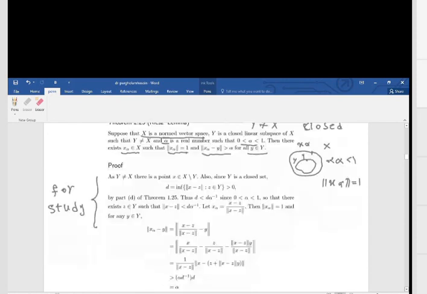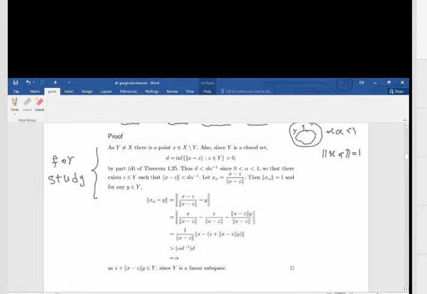This is the proof, and I said it is for study. When I say for study, it means I don't want the proof in the final exam. It's just for your study.